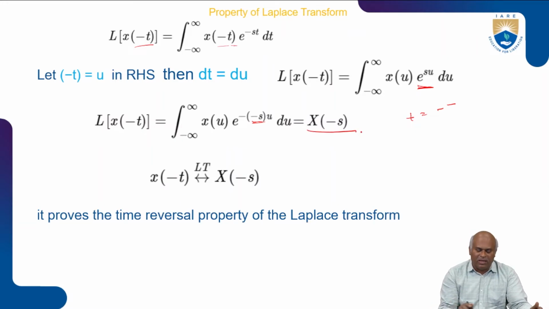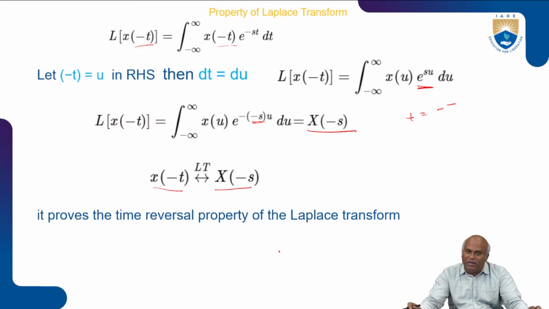Now for the statement x(-t), the input domain is negative, then the output domain of the Laplace transform, the s domain, is also negative. The time reversal property is proved here.